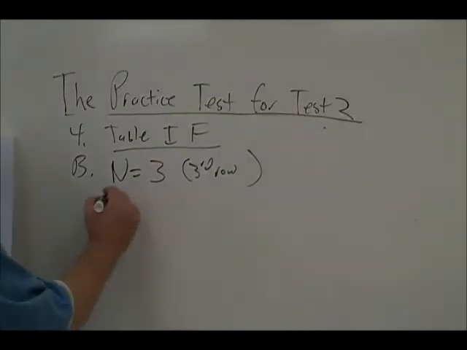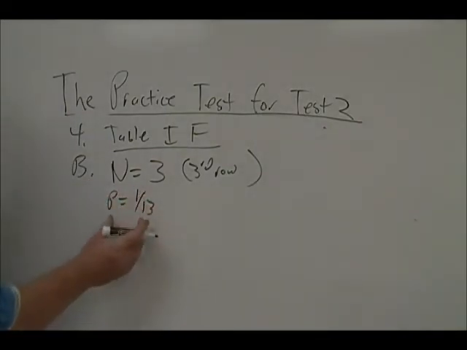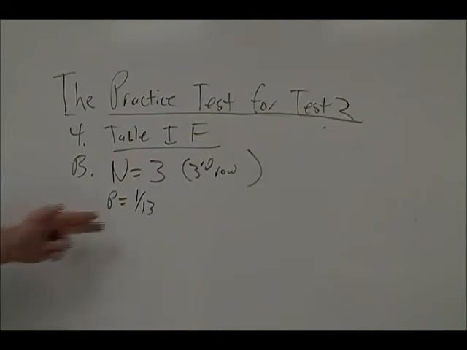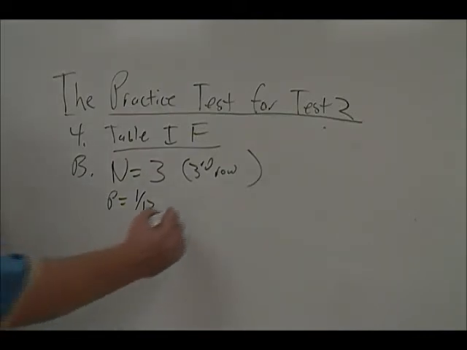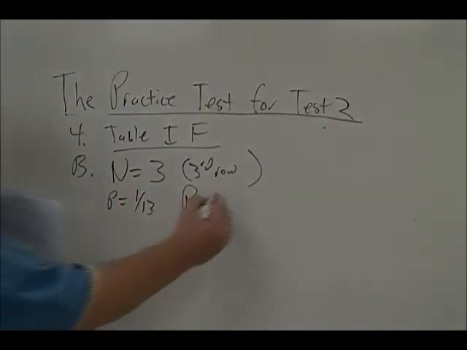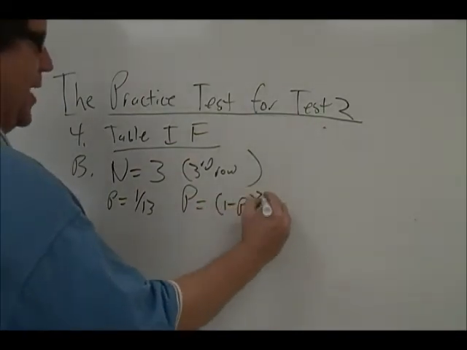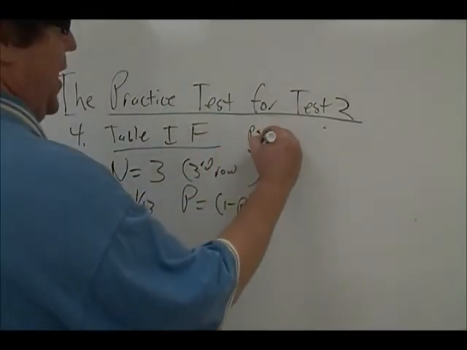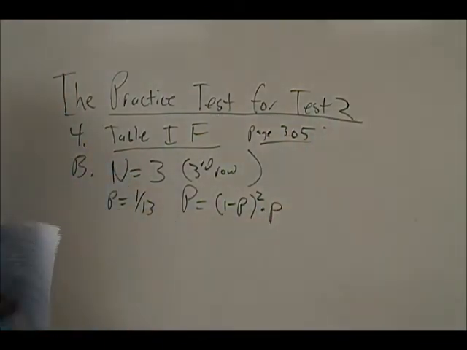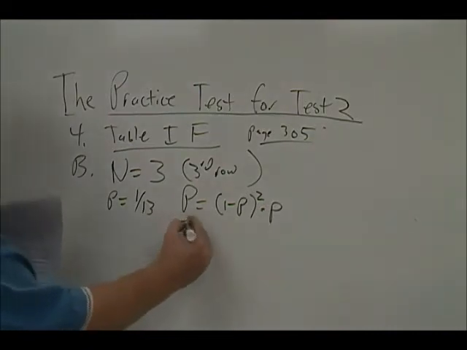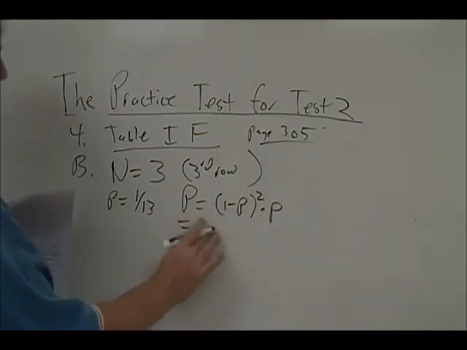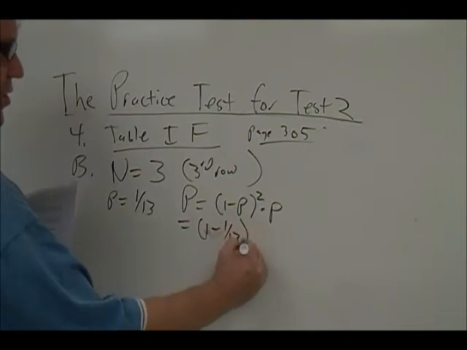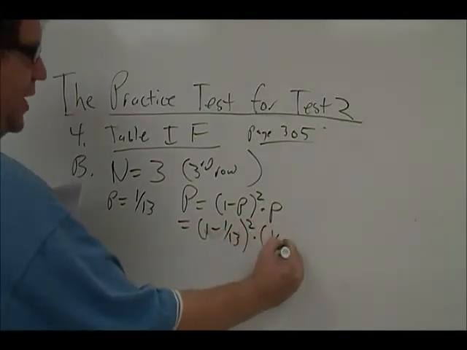And of course, once again, the little p is 1 over 13, which is the probability of getting an ace on any one draw. And the formula we need from the 3rd row is (1 minus p) to the 2nd power times p. And this, of course, is also the same table that's on page 305 of the book. Now, if we plug our p equals 1 over 13 into our calculator, we'll get (1 minus 1 over 13) squared times 1 over 13.